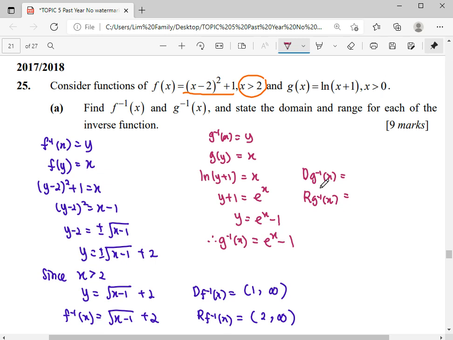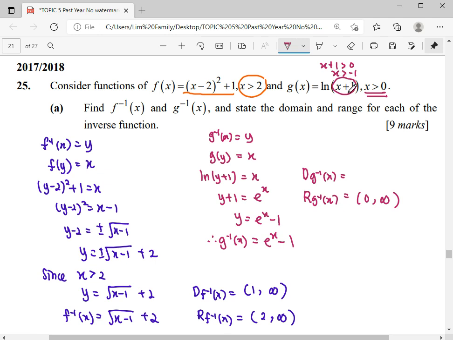Okay, so I will do the range of g inverse first. For the range of g inverse, I refer to the domain here. Supposedly for the domain here, I have to calculate x plus 1 greater than 0, x greater than negative 1. But the condition given says that they don't want x greater than negative 1, they want x to start straightforward from 0. So I have to follow the condition from the question. So the domain of g(x) is 0 to infinity. Okay, I repeat.